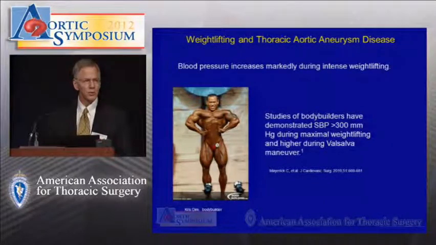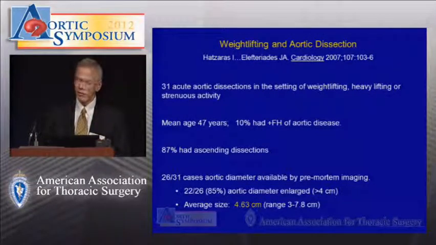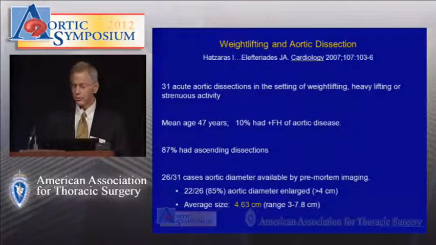Studies of bodybuilders have demonstrated marked increased systolic blood pressure during maximal weightlifting, even more so with a Valsalva maneuver. Dr. Eleftheriades has compiled a series of aortic dissections in weightlifters, heavy lifting, or strenuous activity. Some had a family history of aortic disease. Almost all were ascending dissections, and when the aortic size was known pre-mortem, it was almost always dilated. So individuals who have thoracic aortic aneurysm disease should be counseled against heavy, repetitive isometric activity or isometric activity at a certain level.